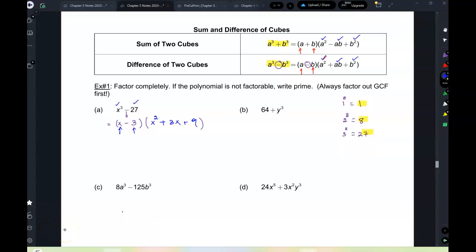Let's take a look at this next one. So that's the final answer there. Sometimes this blue one might factor further, but this one doesn't. Okay. So let's go to this one.